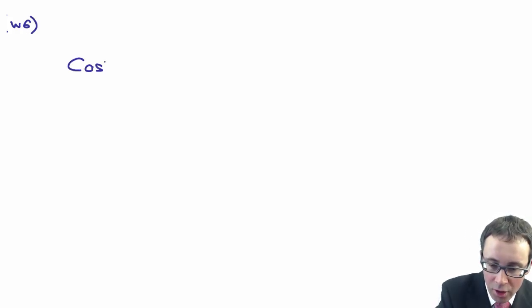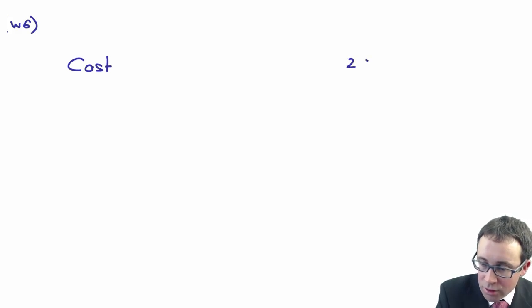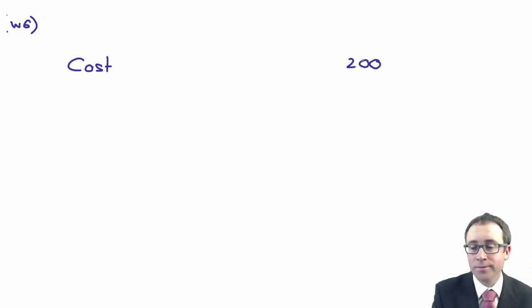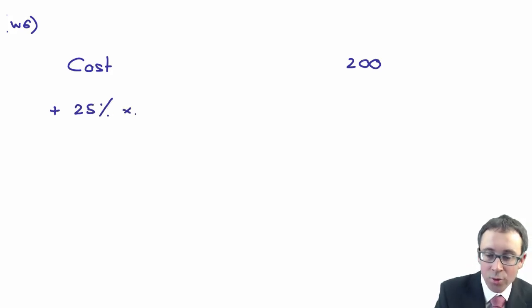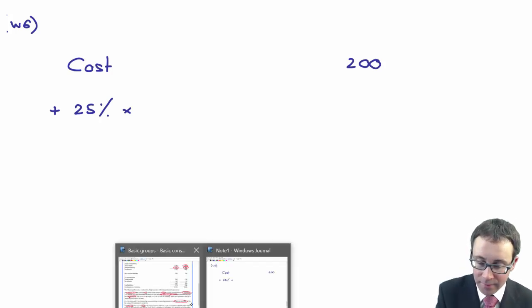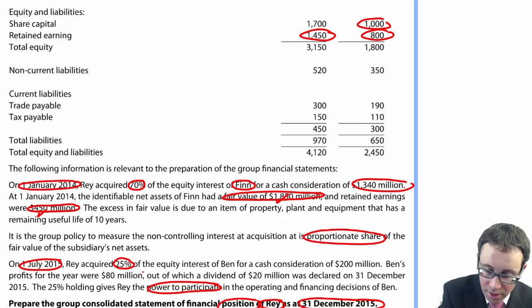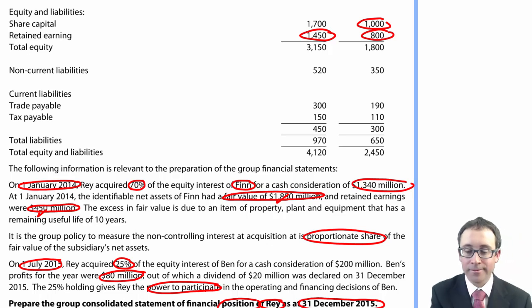So we go through there and look at the cost. So the cost of the associate is there as 200. I think that's the amount we paid. We equity account, so using our 25% share, isn't it? So the profits for the year were 80, weren't they?